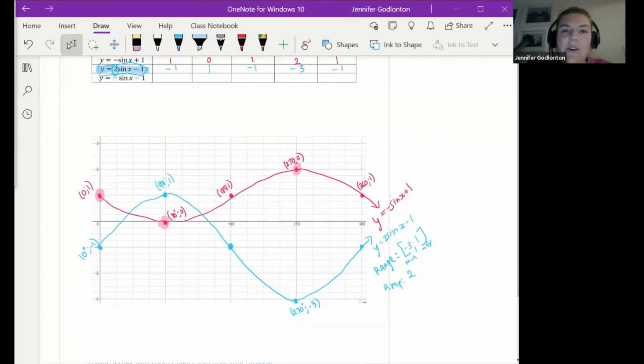No, it's okay. Your amplitude is always going to be your maximum value minus your minimum value, divided by 2. So here my maximum value is 1. My minimum value is -3, and I'm going to put that over 2. So that's 1 plus 3, which is 4, 4 over 2, which is 2.